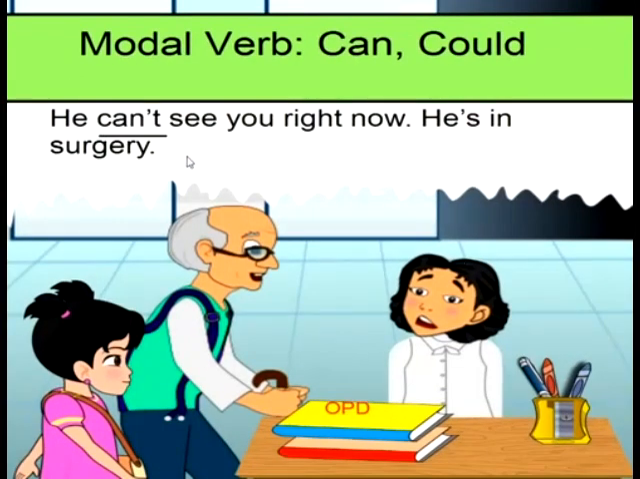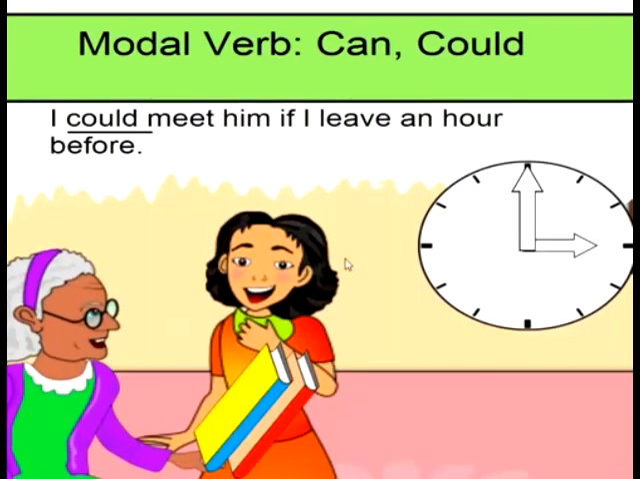He can't see you right now. He's in surgery. Here can't expresses impossibility. It's not possible for him to see you right now. I could meet him if I leave an hour before. Here could expresses possibility. It's possible for me to meet him if I leave an hour before.